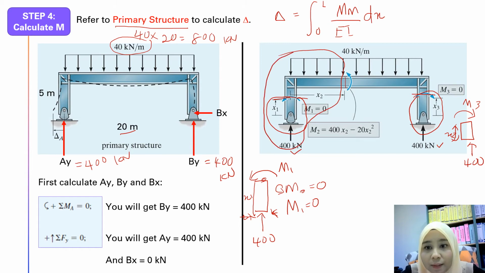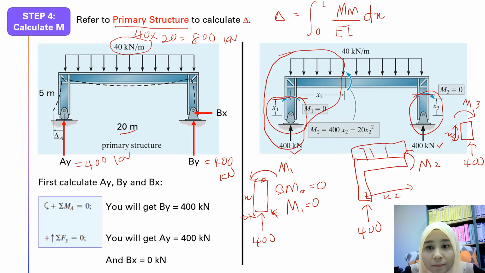And then it becomes like this. Okay, this is your X2. And then you have 400 here. And then your M2. And don't forget about the 40 kilonewton on top. Okay, so 40 kilonewton you convert into the point load, 40 multiplied by x2.